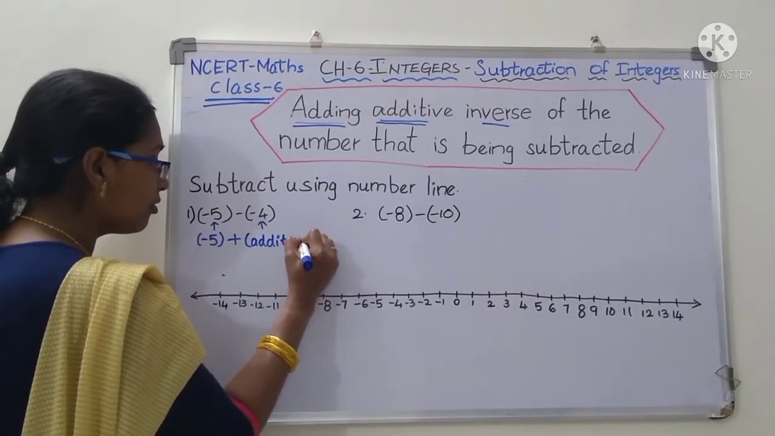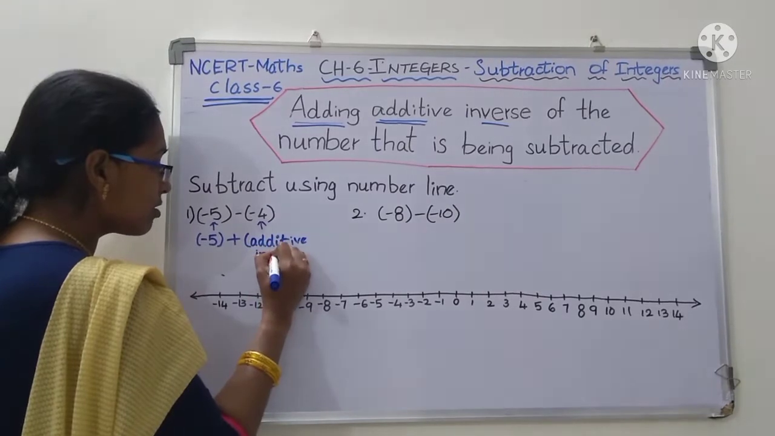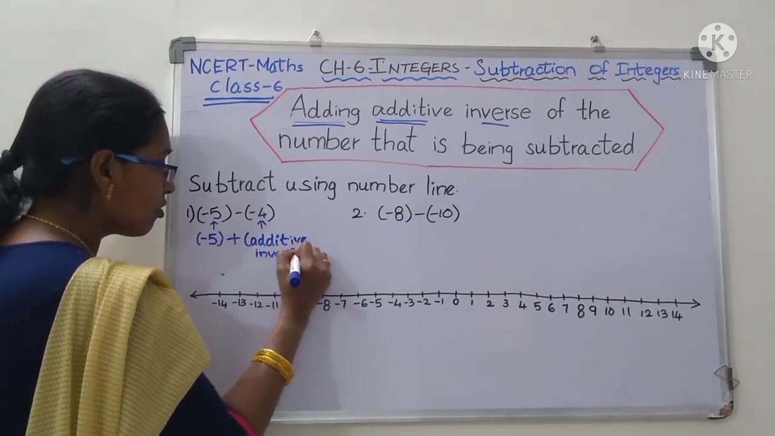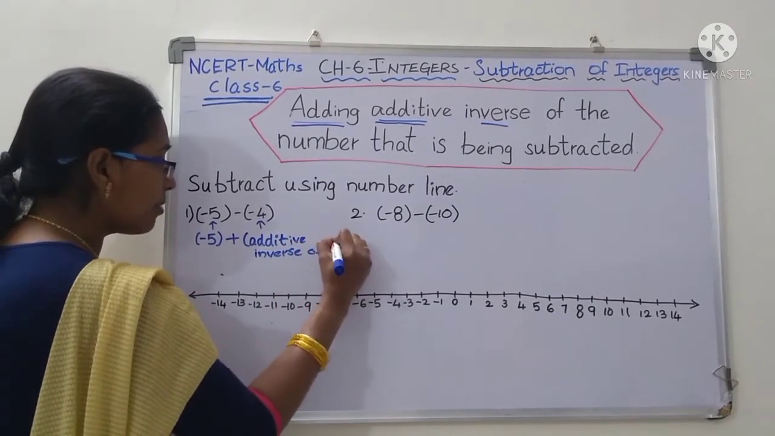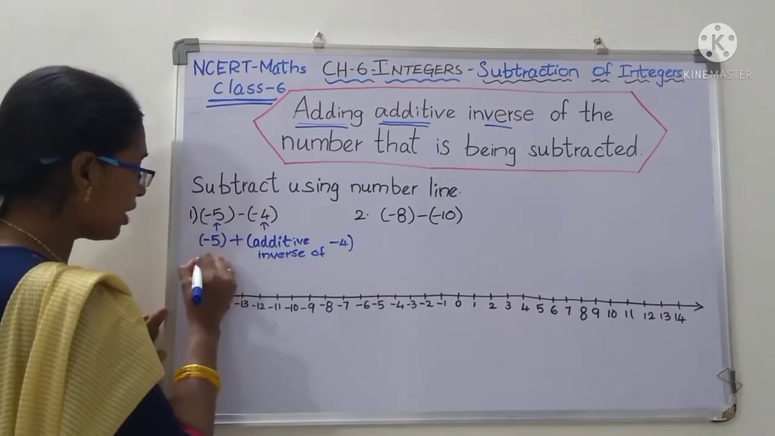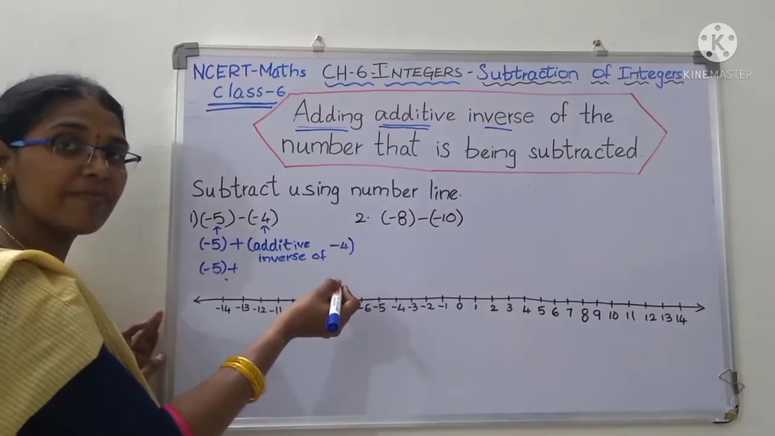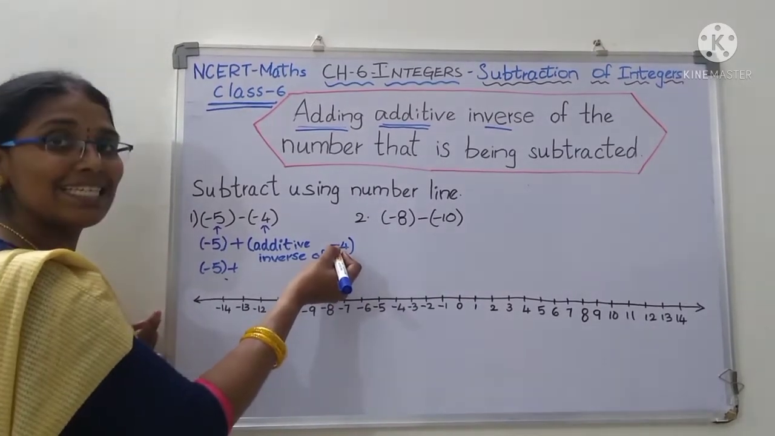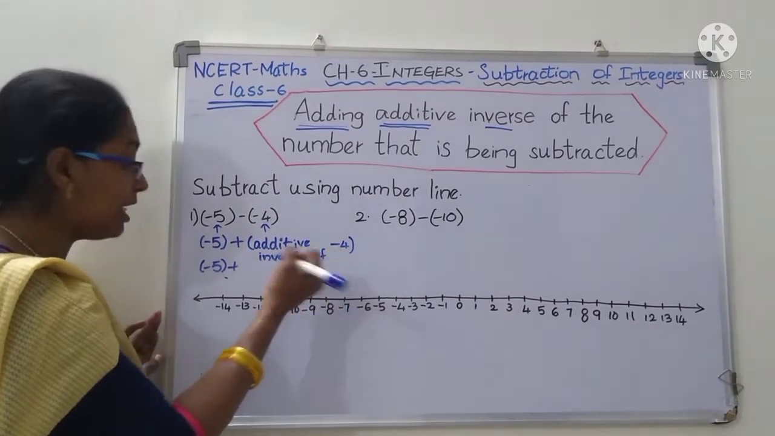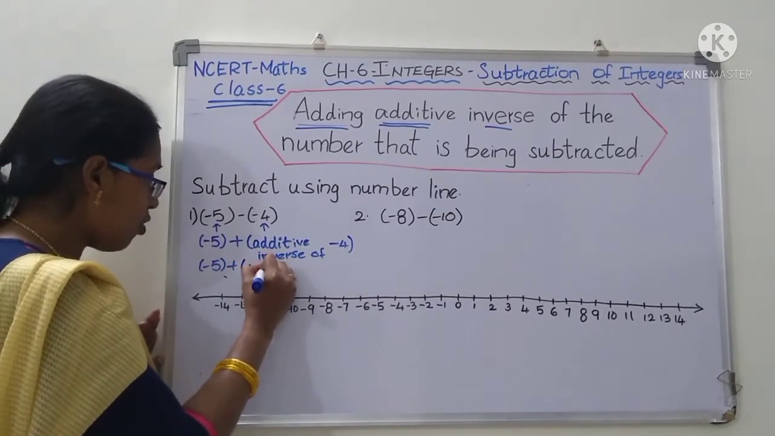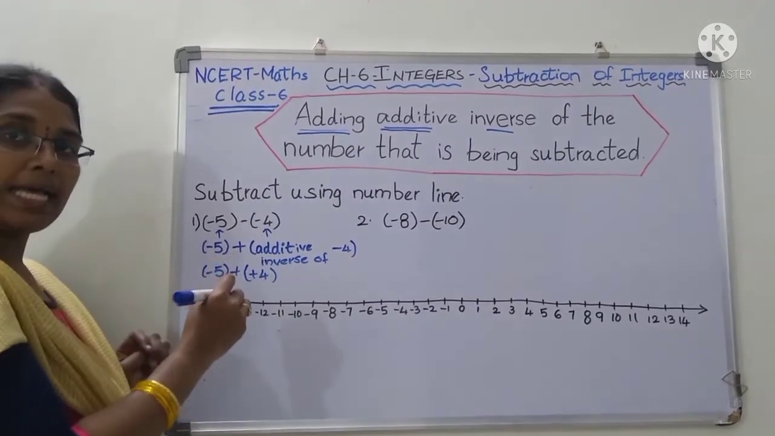Additive inverse of the second number is minus 4. What do you get here? Minus 5 plus, what is the additive inverse of minus 4? Yes, minus, it is negative. So the additive inverse will be plus 4. So till this step you do as it is.